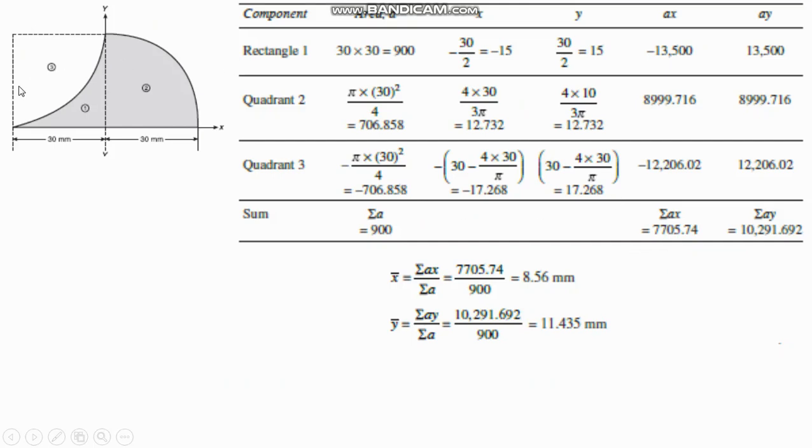Hi students, so let us take the eighth problem of centroid. Here you have to determine the centroid of the shaded area as shown in the figure. In the previous problem I used to draw the figure using AutoCAD. Here I am taking the problem directly because since we have solved seven problems, I need not show the centroid of all the points.